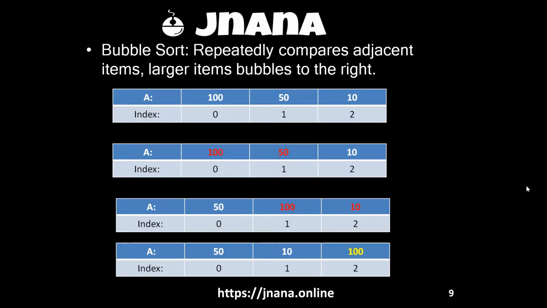Here we can see that 100 is now at the rightmost position. That means 100 is sorted. That is, the maximum element is already present in the rightmost position of the array. In an ascending order, that is what we expect. The maximum element should be to the rightmost of the array. So 100 has bubbled to the right. What we have done is we have compared 100 with 50, we have swapped, and again we have compared 100 with 10 and we have swapped.